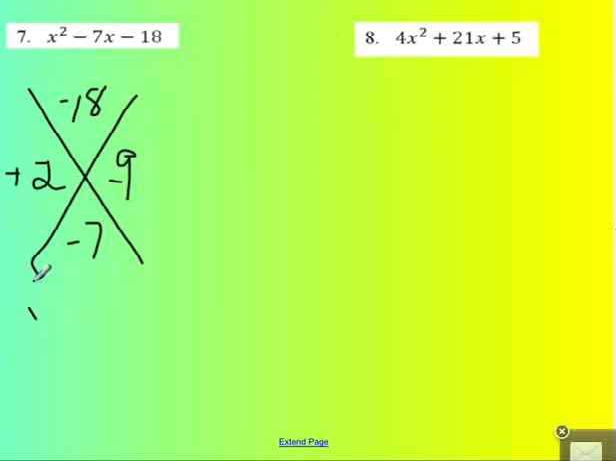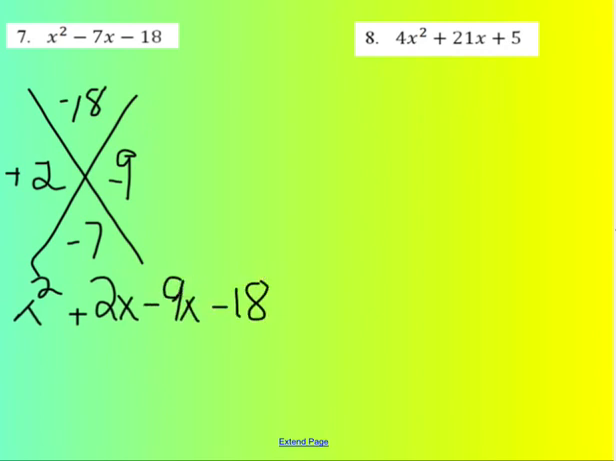So now I'm going to rewrite this out. Instead of having negative 7x, I'm going to write that as 2x and negative 9x. And now I'm ready to factor by grouping.